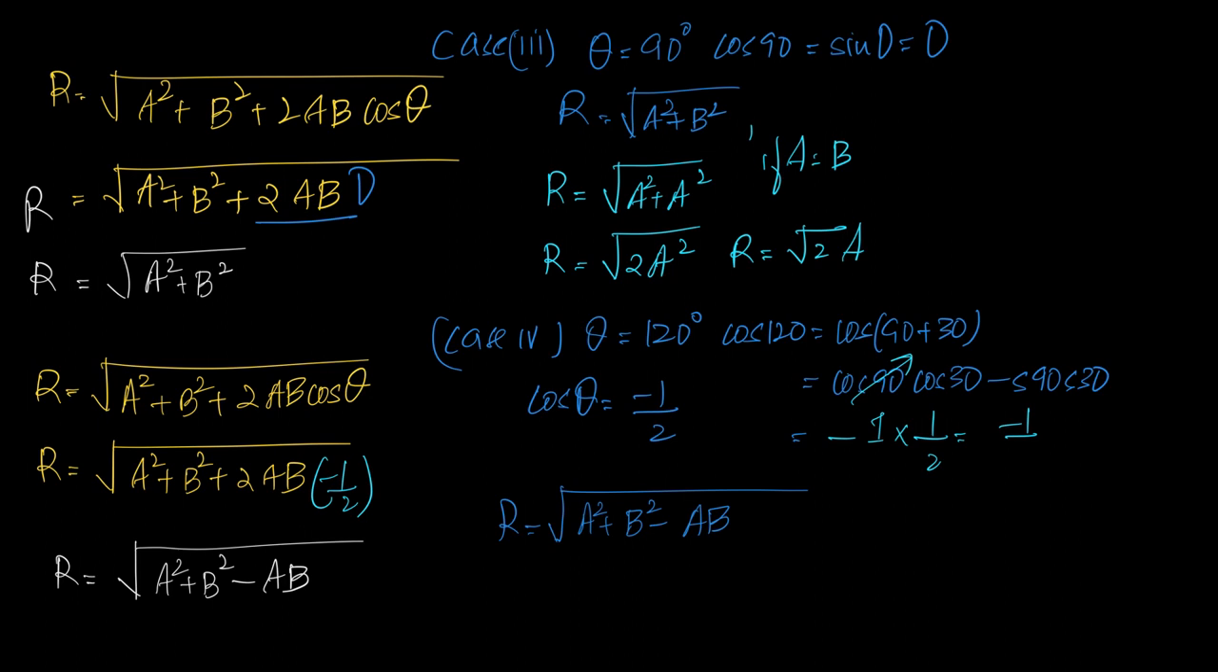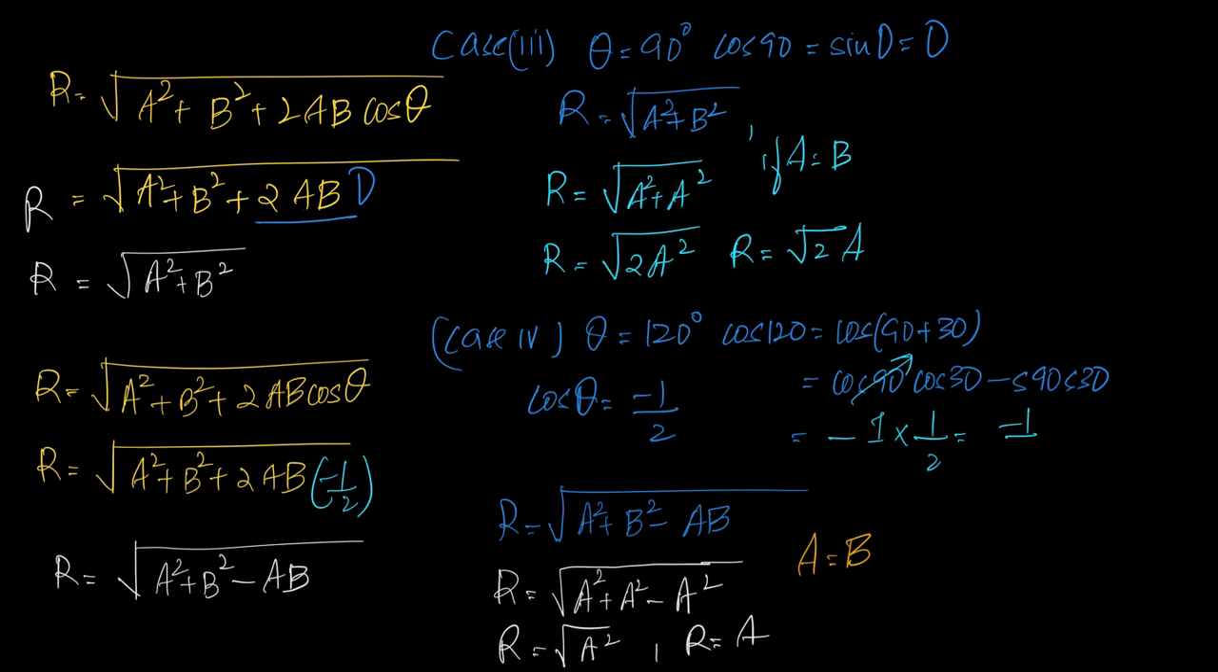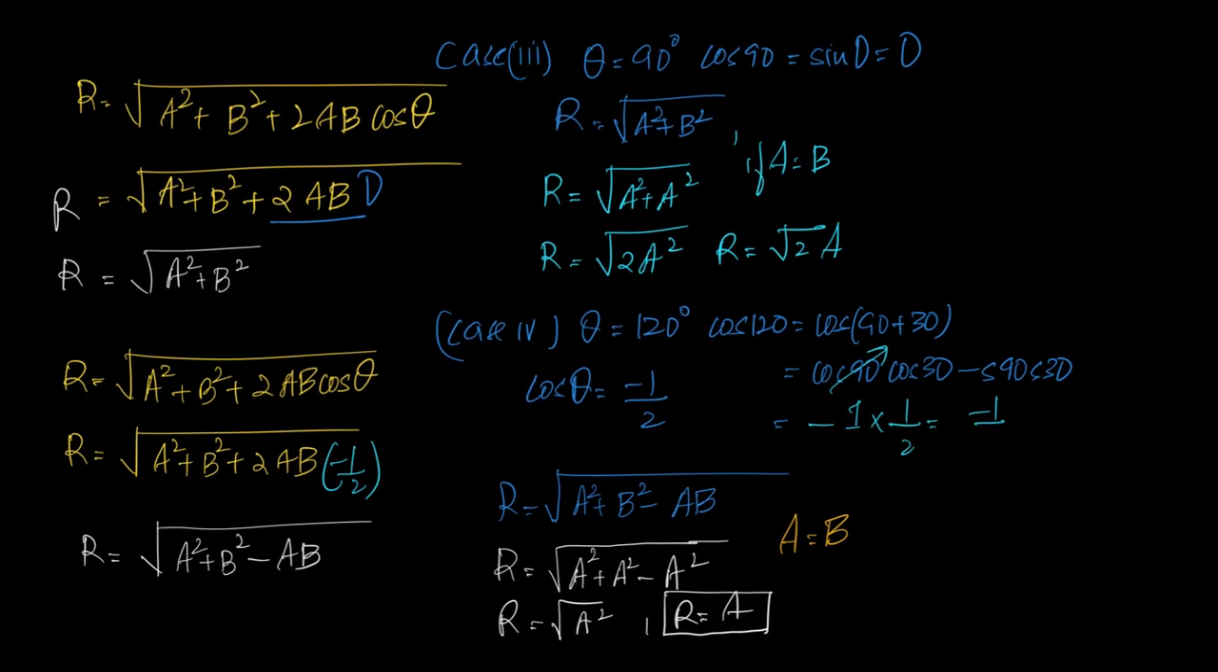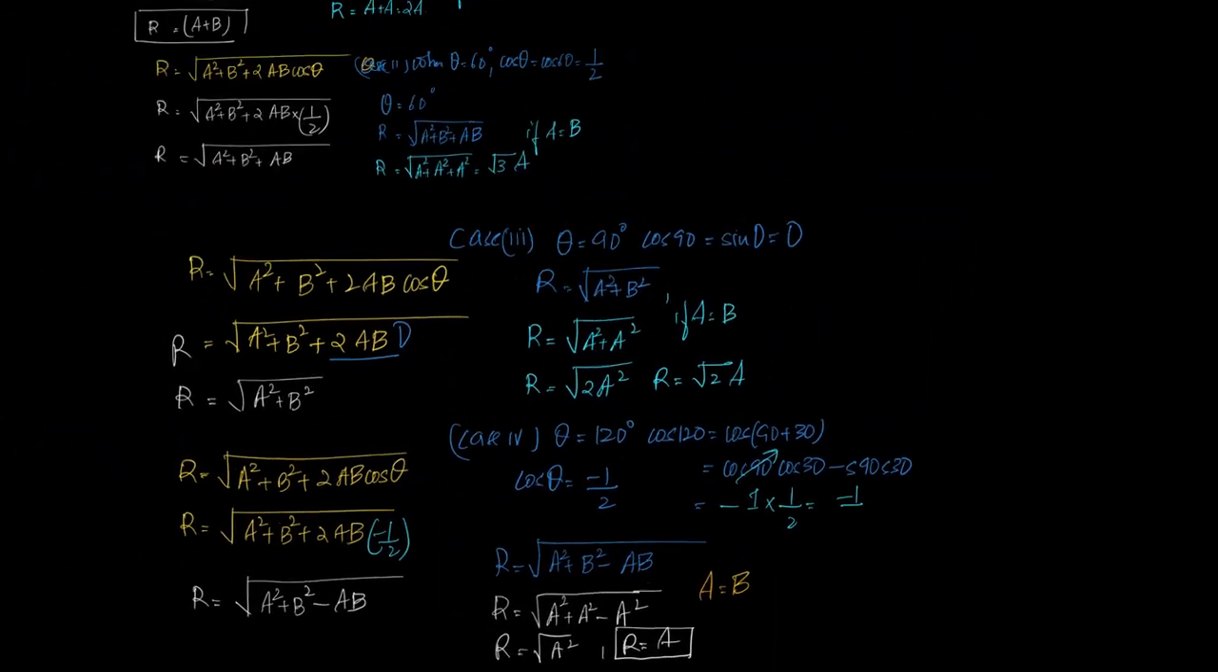And when we have a is equal to b, what do we get? We get R is equal to root of a square plus a square minus a square, which is R is equal to root of a square. Therefore R is equal to a.